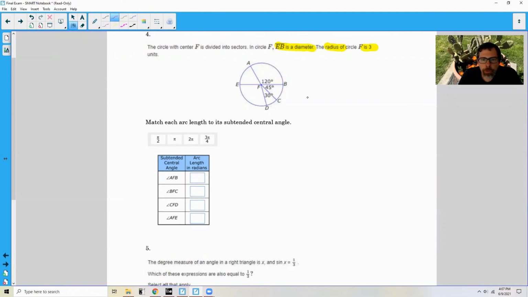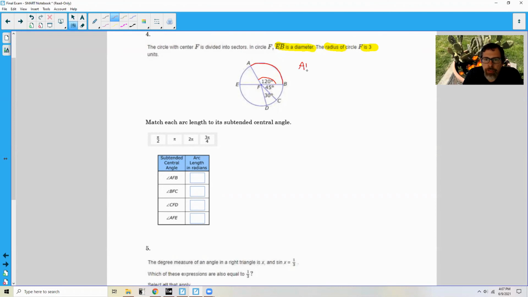So here we go. It says match each arc length to its subtended central angle. And here they are, and it's just a simple matching. Subtended central angle, angle AFB. Here's the angle AFB. So what we're trying to find is the length of this arc AB.